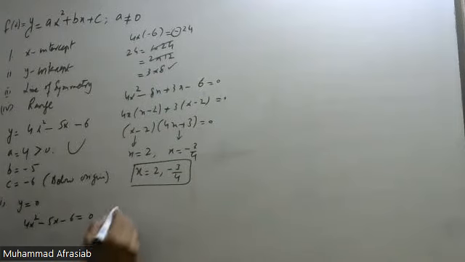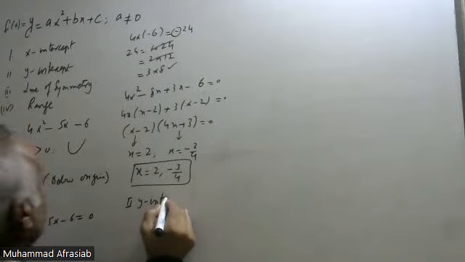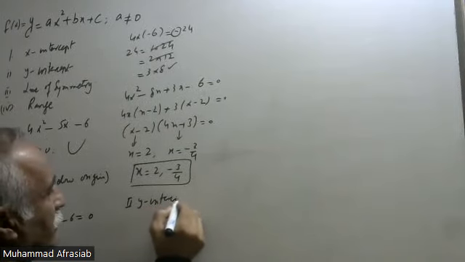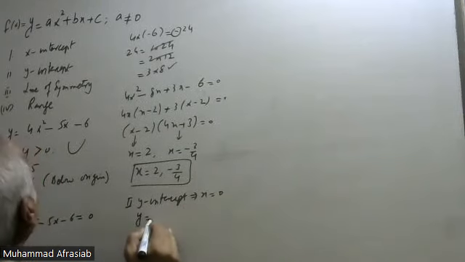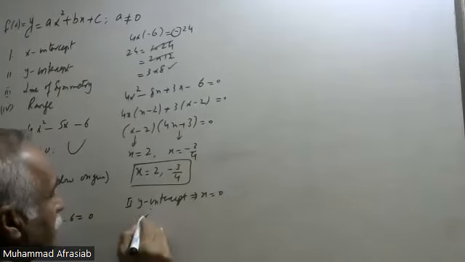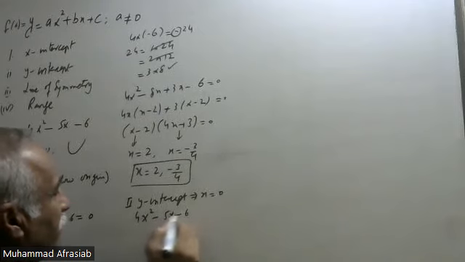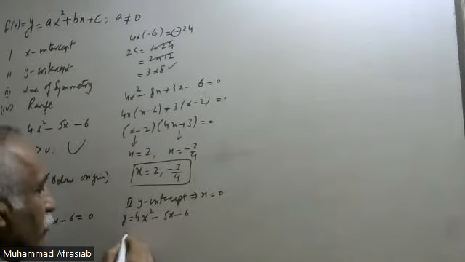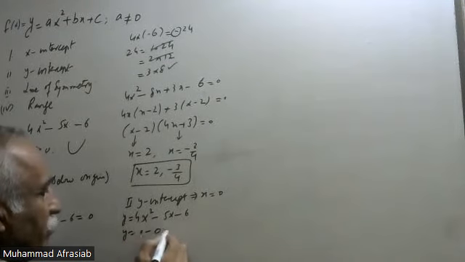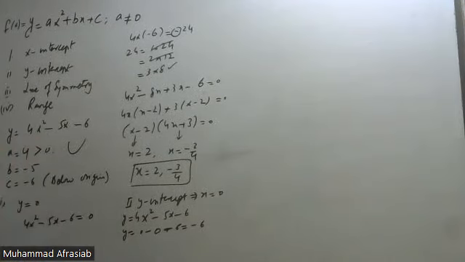Then the y-intercept. For the y-intercept, put x equal to 0. So 4x squared minus 5x minus 6 was equal to y. We put x equal to 0. So y equal to 0 minus 0 minus 6. So that is minus 6. So the y-intercept of this graph is minus 6.